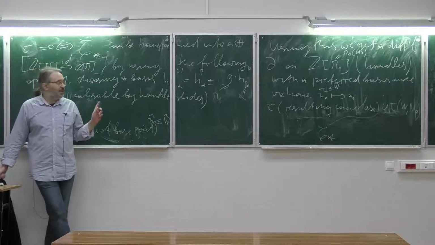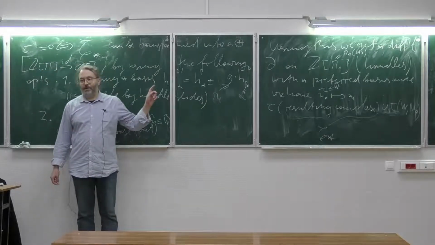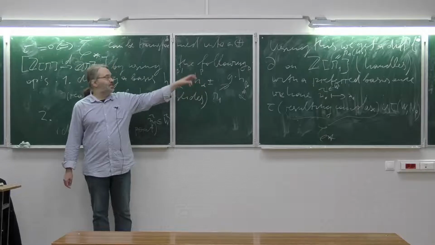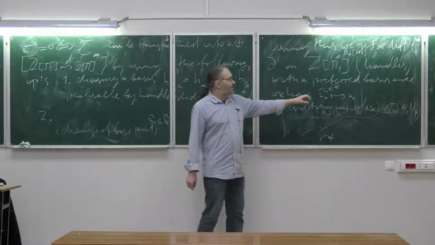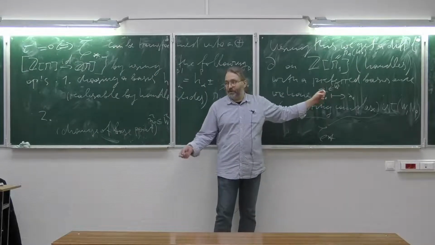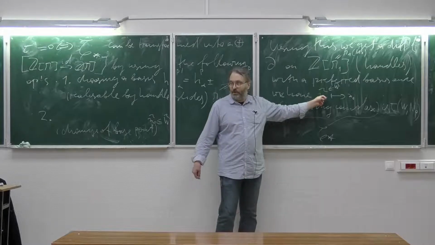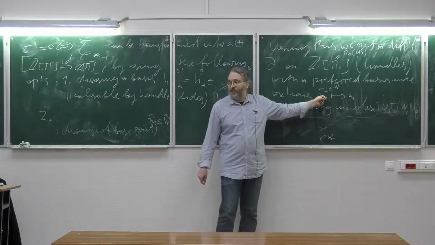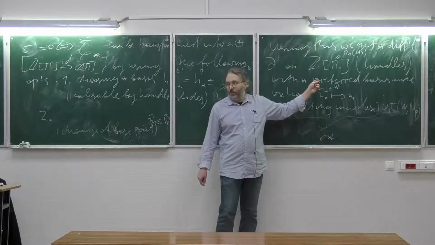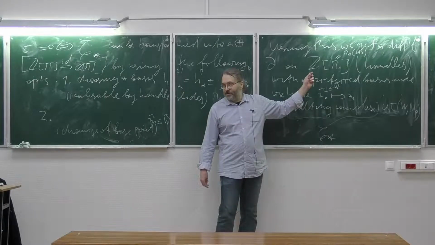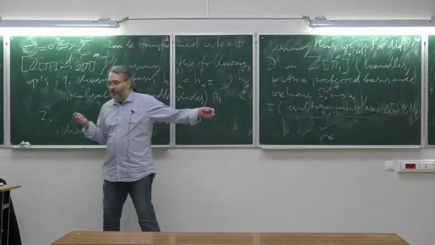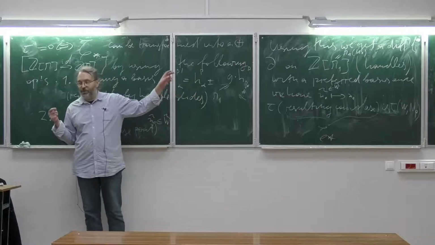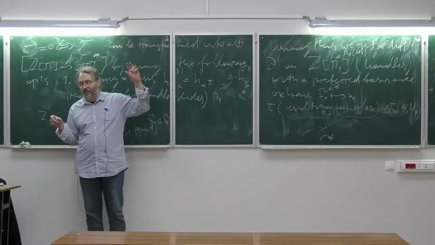Well, I didn't mention the following thing. Suppose we have a handle and a path downstairs, and a choice of a base point upstairs. Then we get a handle upstairs. And by choosing different paths, we get all possible handles above the given handle downstairs.